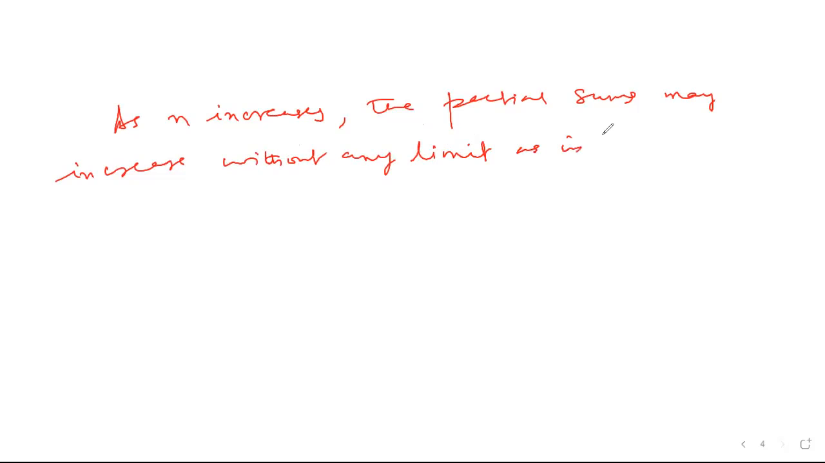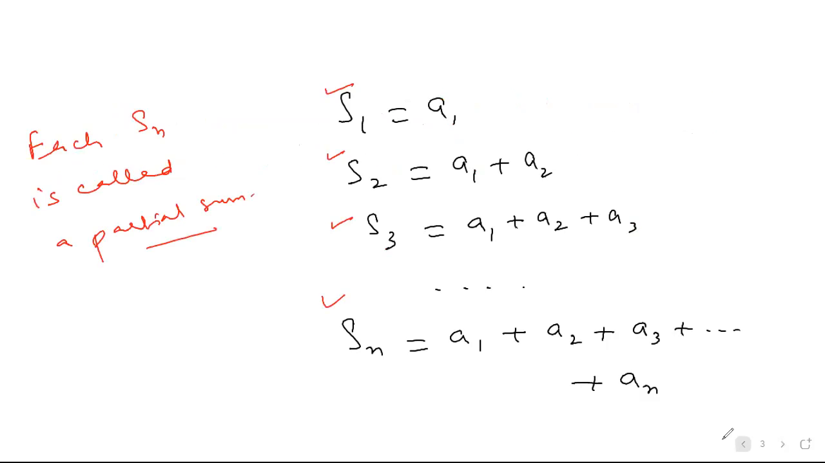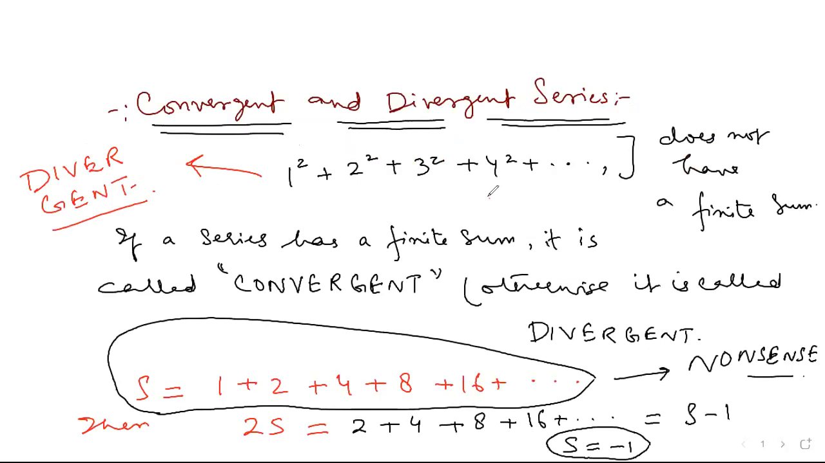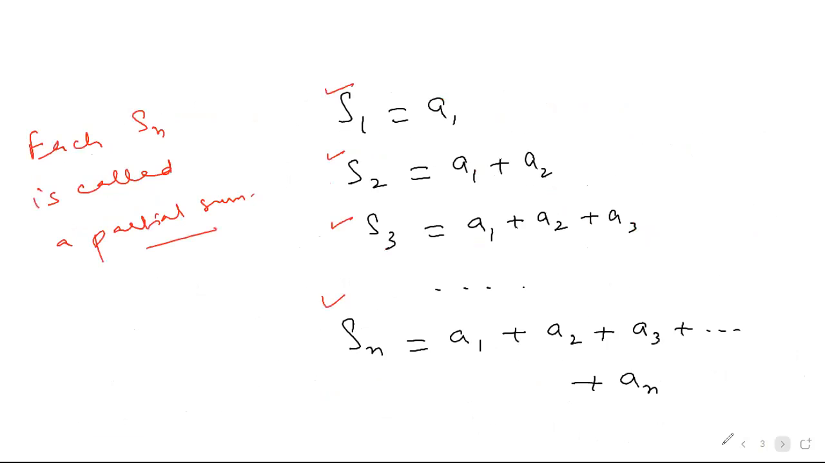As in the series, let me name it 1: 1 square plus 2 square plus 3 square plus 4 square. You can check yourself that in this case, as n increases, the partial sums increase without any limit. Let me show you.